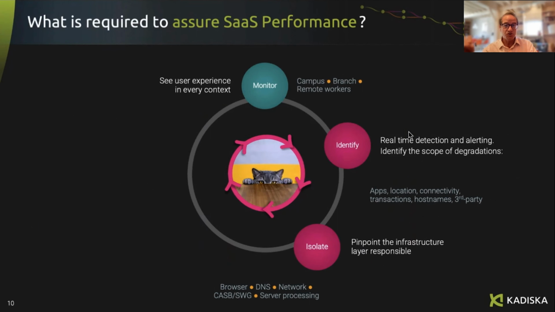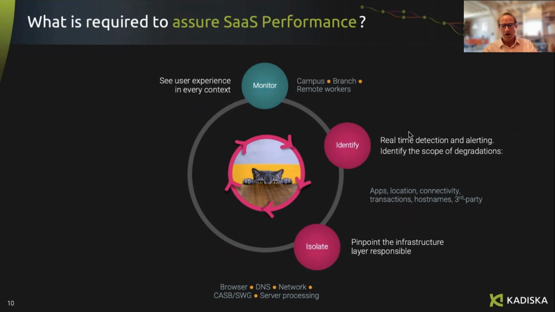That might be a DNS issue, that might be a network issue, that might be a CASB issue, which could be a redirection or a processing issue, and in which case it would be your CASB provider. That might be the server processing, in which case that should be escalated to the SaaS provider itself.